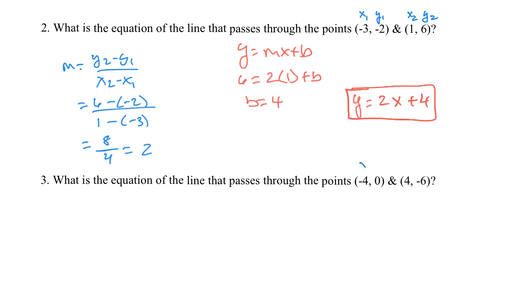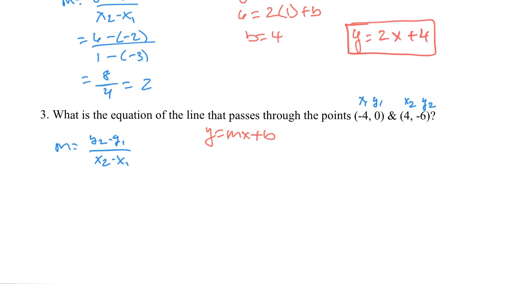All right. And then I'm just going to rinse and repeat for number 3. Again, I'm going to label my points x1, y1, x2, y2. I want my equation, which is y equals mx plus b. First thing again, I need to find my slope, y2 minus y1 over x2 minus x1. Just going to move this down a little bit.